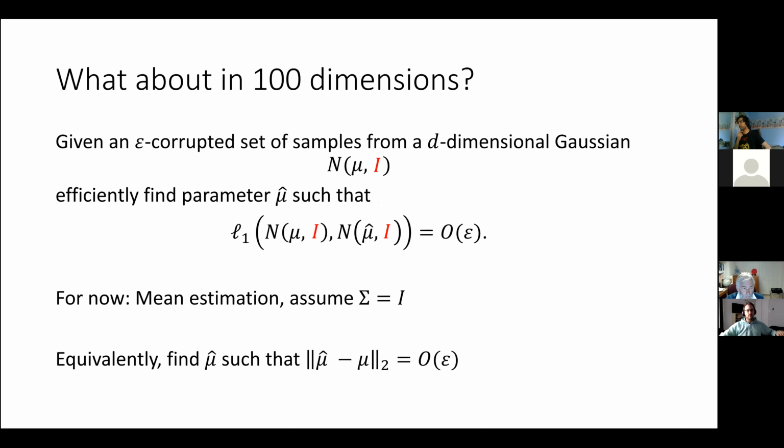But an equivalent way of phrasing this is that you want to find a proxy for the mean which is close in L2 distance to the true mean, up to the same O of epsilon.